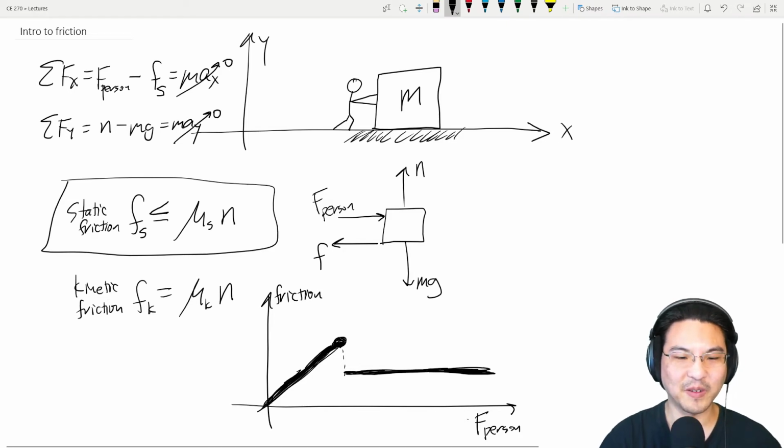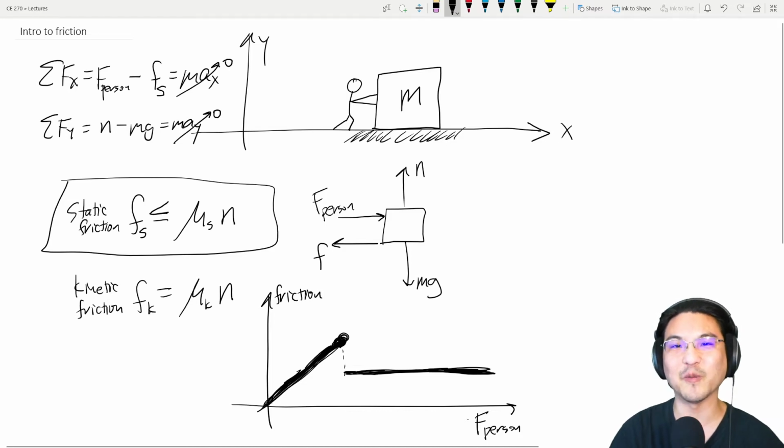So let's say you need 10 newtons to break it free, but then you only need to apply 8 newtons of force to keep it moving. And you can think about your experience in life, right? It's easier to keep something moving when it's already moving. Once it stops and gets stuck, it takes more force to get it to move.